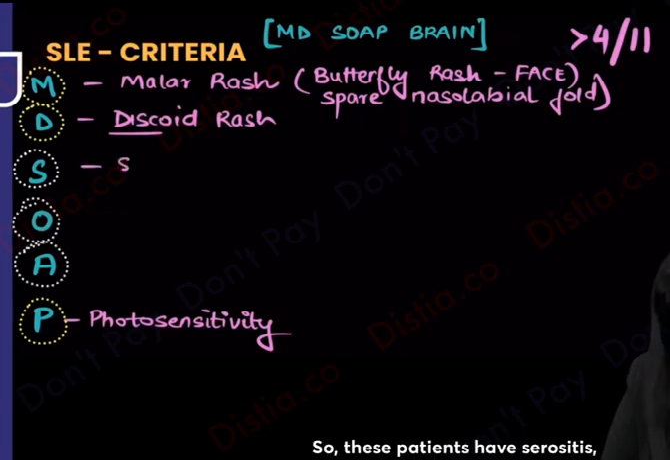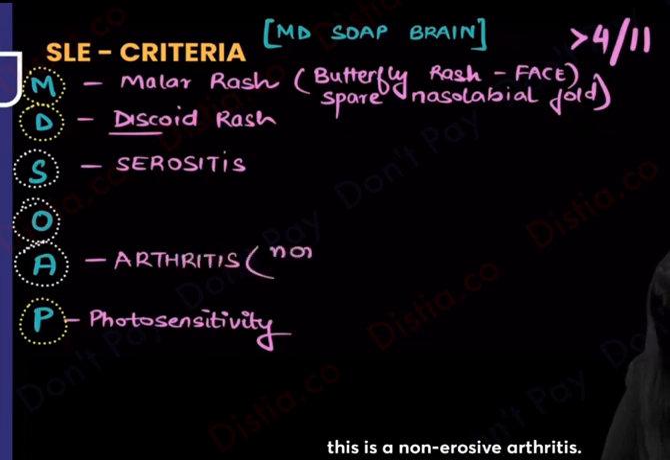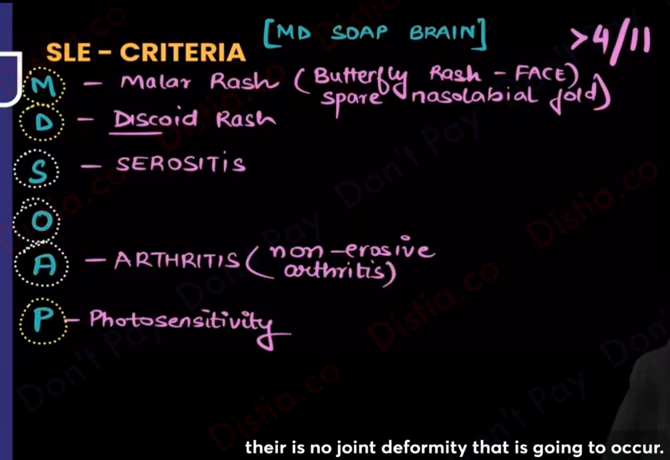So these patients have serositis. Then they have arthritis. And remember, in arthritis, this is a non-erosive arthritis. No means no joint deformity. There is no joint deformity that is going to occur.